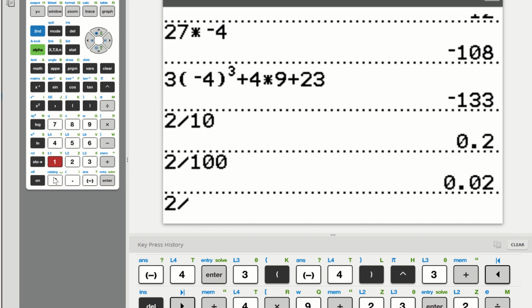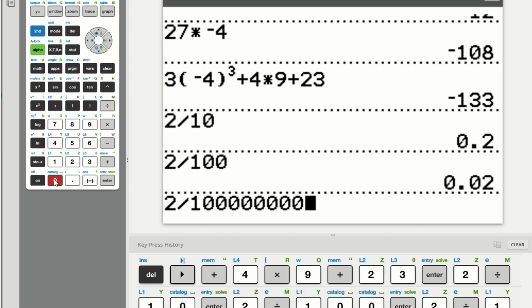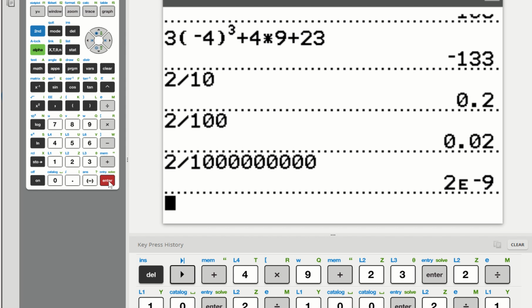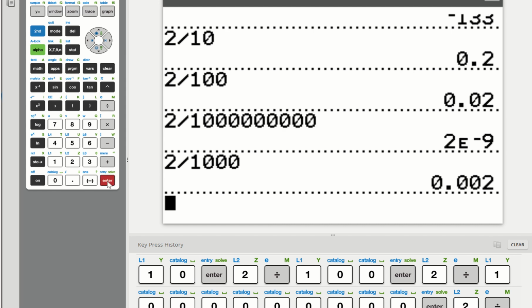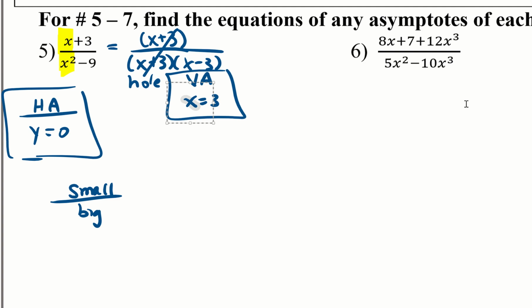And as I approach infinity on that denominator, I get really close to 0. This is scientific notation. Maybe I'll do one that's a little bit less extreme, but you can start to see it. Notice I'm getting closer to 0. So that's what's happening. You have this smaller number divided by this increasingly large number, and so you approach 0.